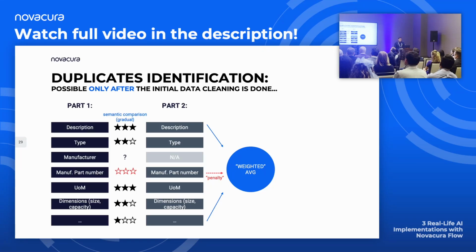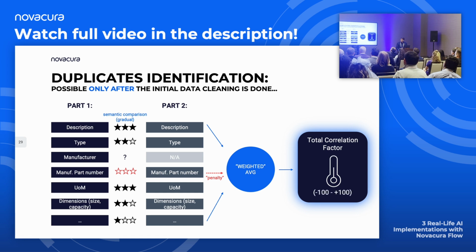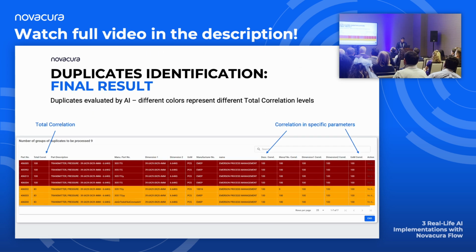From there, what we were able to do is actually put a total correlation factor to these items. So we were able to use AI to give a value that told us what the chances were that it was a duplicate. And we could present those to our customer. This is just a view of what it looks like in Novacura, but it's easily able to show you which one of these values may or may not be duplicates based on that correlation value and a confidence level.